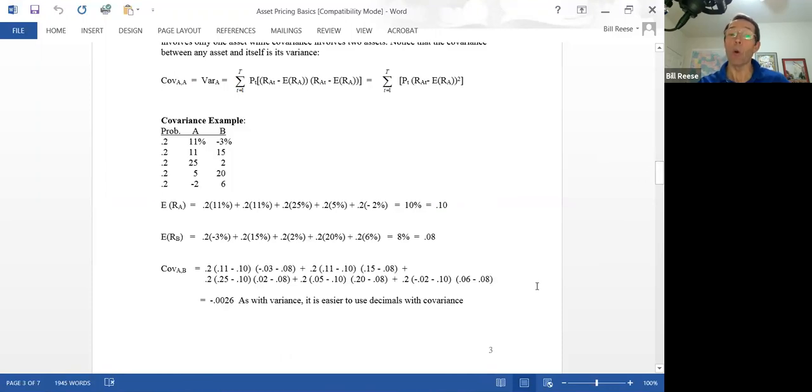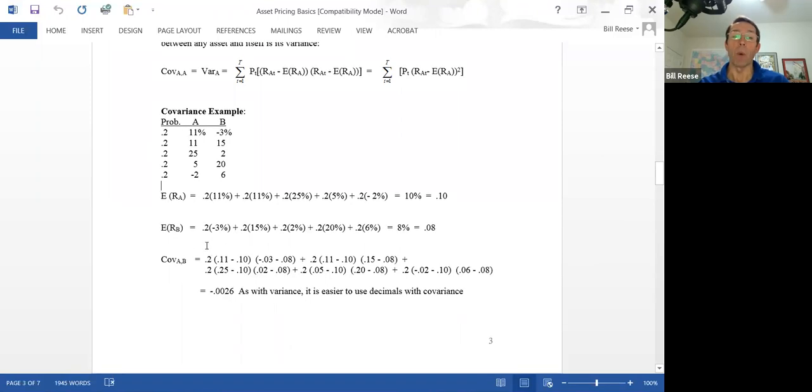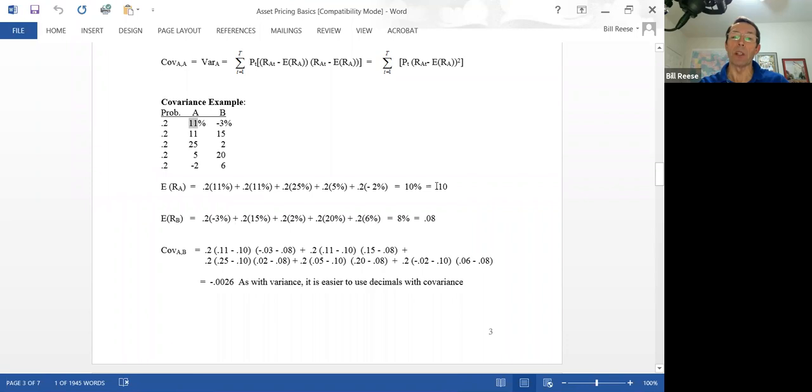Now, to find their covariance, we're going to take the probability of this first state happening, which is 0.2, and if it happens, we want to say how far is A from its expected return. Well, if that happens, A has a return of 11%. Its expected return is 10%. It's best to keep these as decimals. So 0.11 or 11% minus 0.10 or 10%, that's how far A is from its expected return. In that same situation, how far is B from its expected return? That's going to be -3, the return for B in that first state, minus its expected return of 8%.